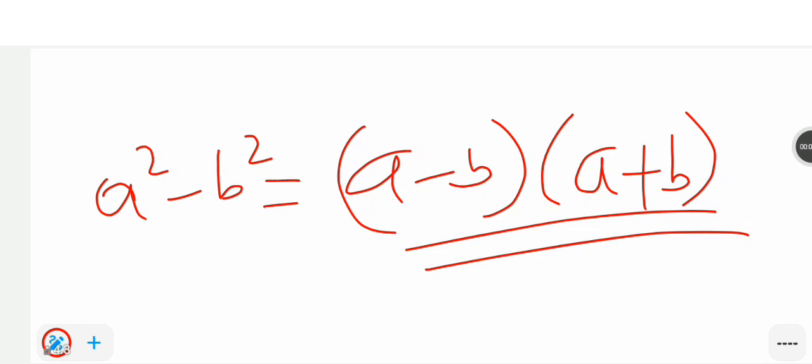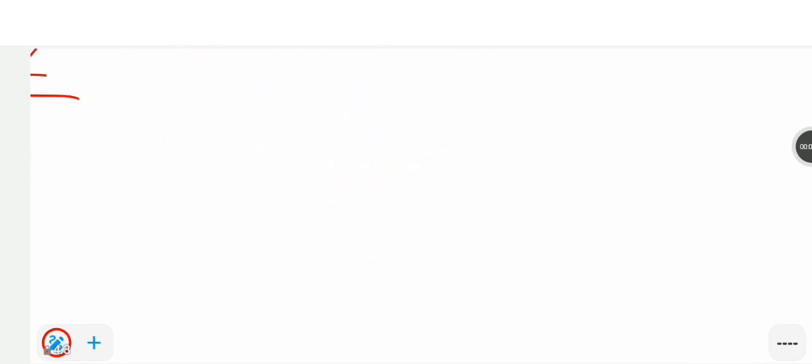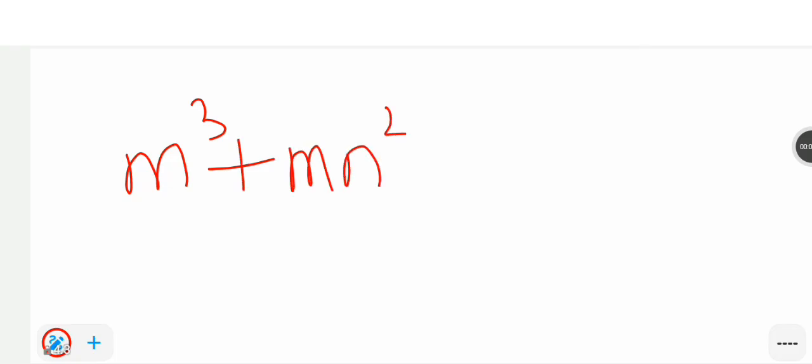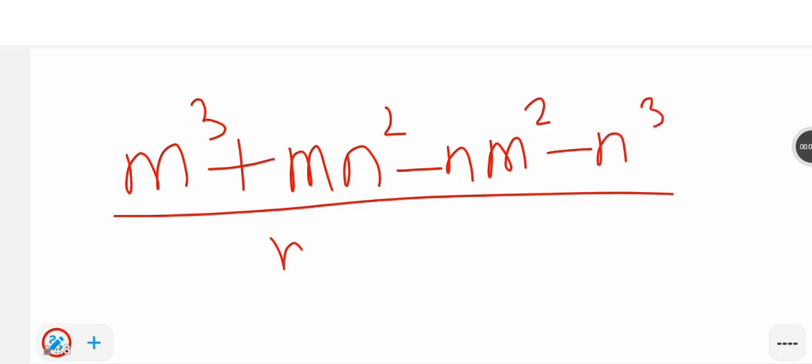Okay, let's take one more example before we move to something else. Look at this complex one. We have m raised to the power 3 plus mn squared minus nm squared minus n raised to the power 3, then you are dividing by m to the power 4 minus n to the power 4.